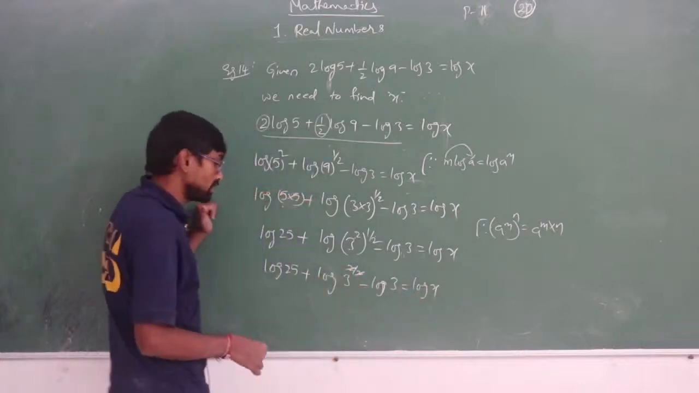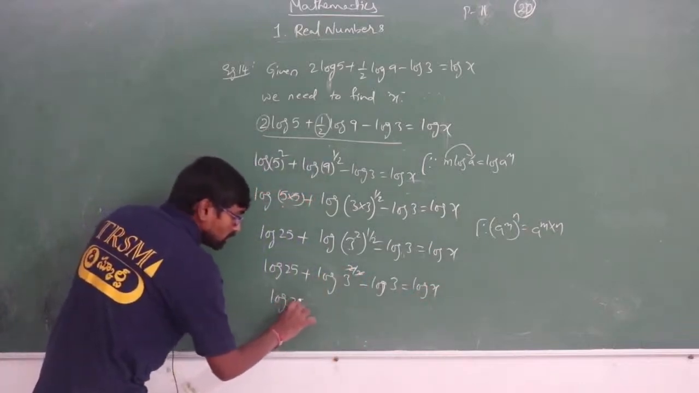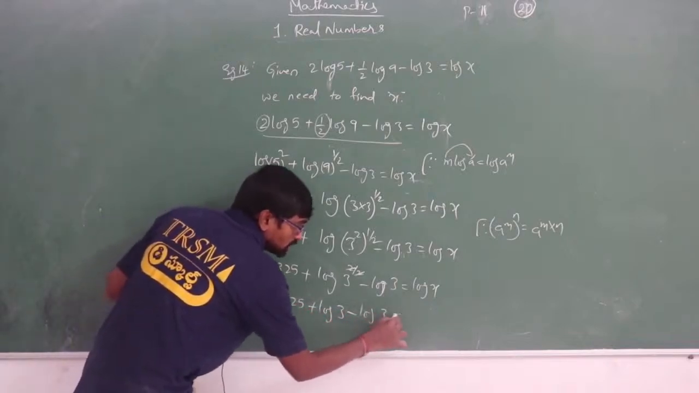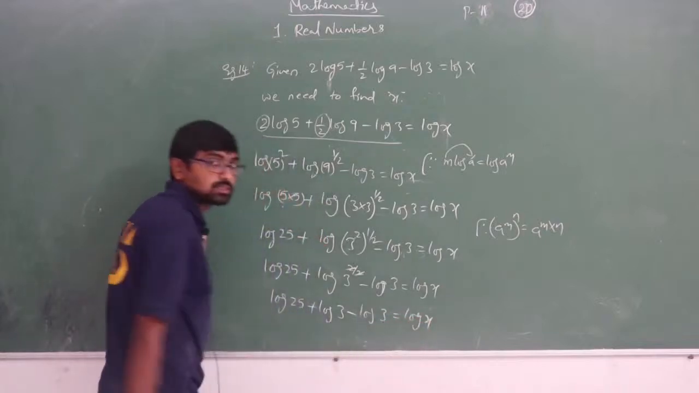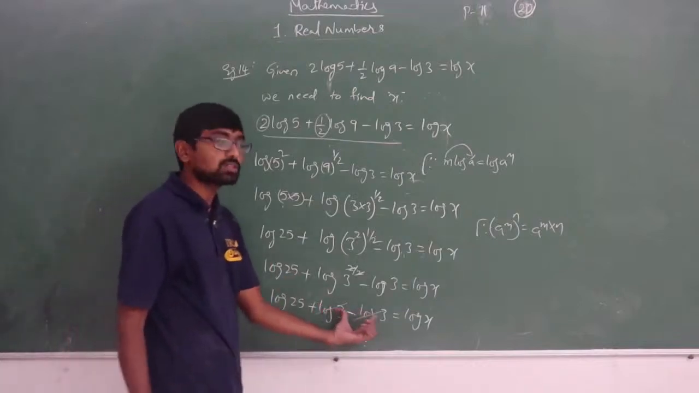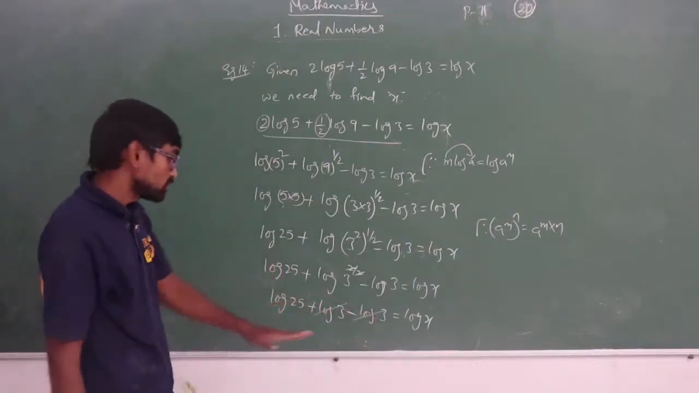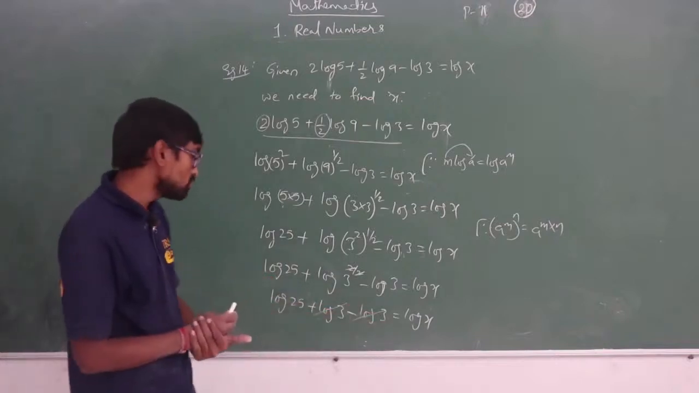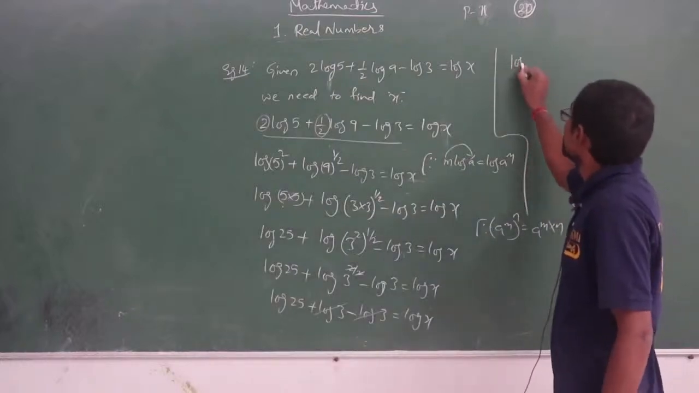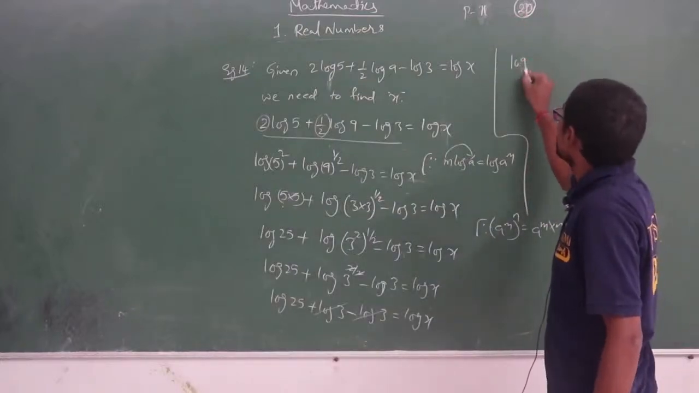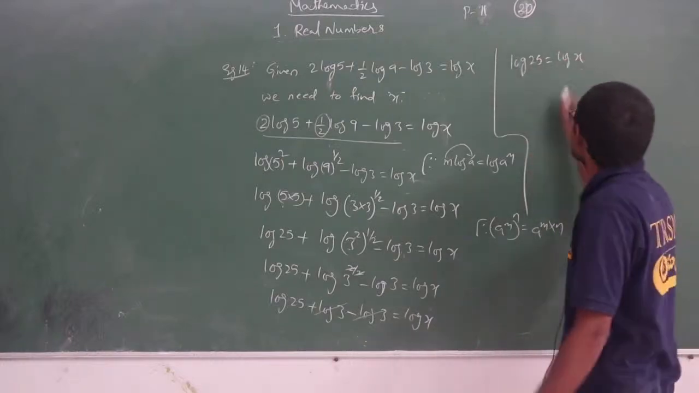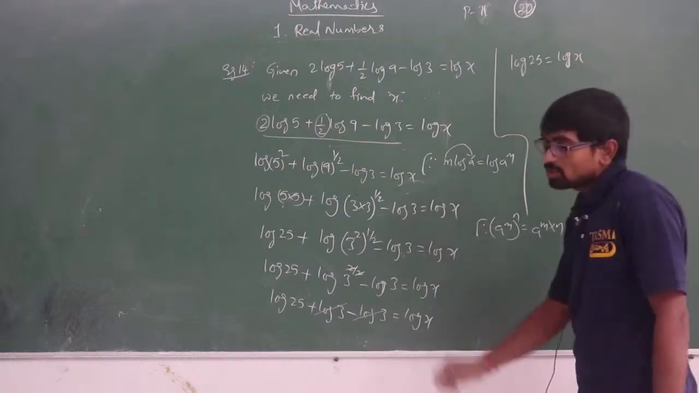2 ones get cancelled. So how much is remaining? Log 25 plus log 3 minus log 3 is equal to log x. You can see plus log 3 minus log 3, the values of both are equal. So plus log 3 minus log 3 will become 0. So what is left here? We are left with log 25 is equal to log x, isn't it? Log 25 is equal to log x.